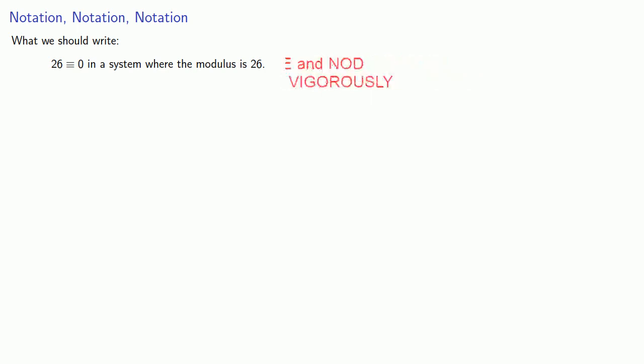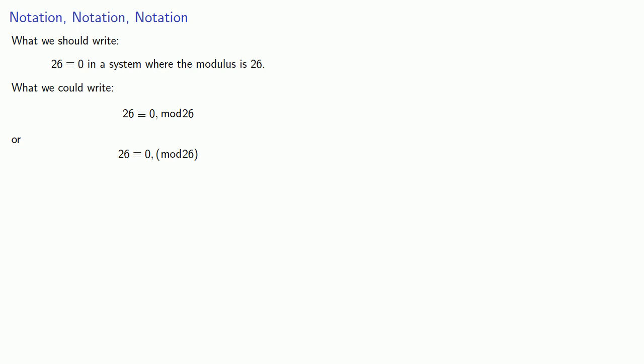Now, we should write 26 is equivalent to 0 in a system where the modulus is 26. Well, that's a lot of words, and mathematicians don't like writing more than they absolutely have to. So what we could write is 26 is equivalent to 0 mod 26, where because the mod 26 applies to the entire statement, we set it off with a comma. Alternatively, we may include mod 26 in parentheses because it's essentially a parenthetical statement. Well, that's what we should do. What we actually write is 26 equivalent to 0 mod 26.